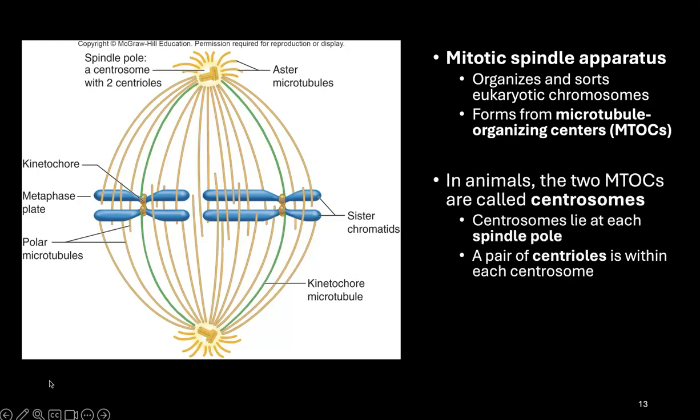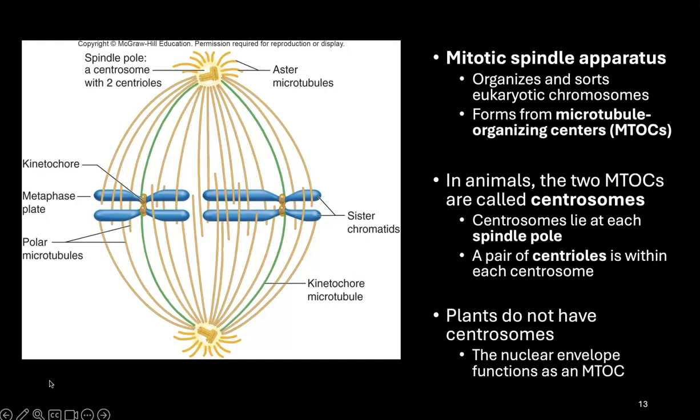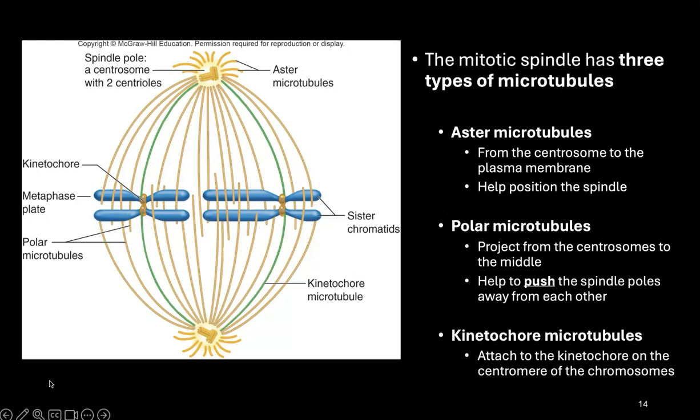In animals, the spindle apparatus is organized from the centrosome, each of which contains two centrioles. This works a bit differently in plants. There are three types of microtubules, each of which has a slightly different function. Aster microtubules help position the spindle relative to the cell membrane.